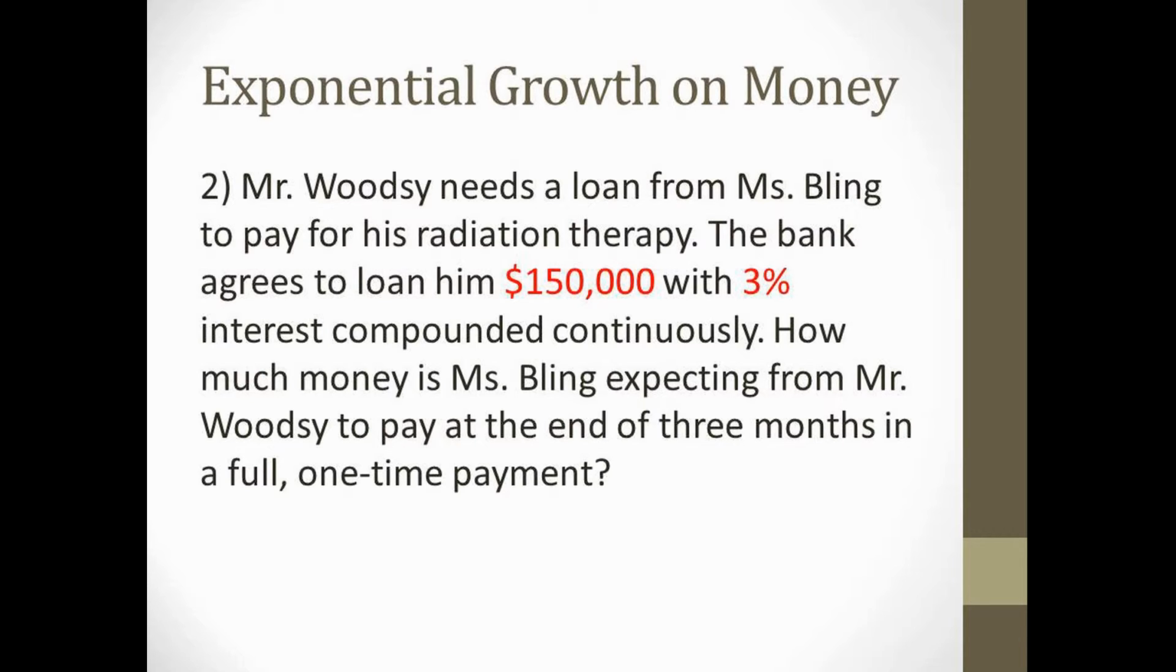Number 2. Mr. Woodsy needs a loan from Miss Bling to pay for his radiation therapy. The bank agrees to loan him $150,000 with a 3% interest compounded continuously. How much money is Miss Bling expecting from Mr. Woodsy to pay at the end of 3 months in a full one-time payment?